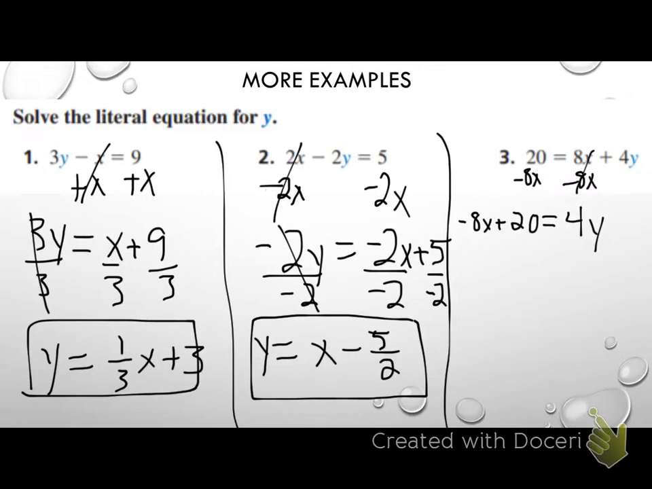Questions on my first step? Raise your hand if you can give me my next step. Divide by 4. What else on the left gets divided by 4? Negative 8 and 20, both terms, right? All the terms get divided by that number. Negative 8x divided by 4 is negative 2x. 20 divided by 4 is 5. And then I have y.